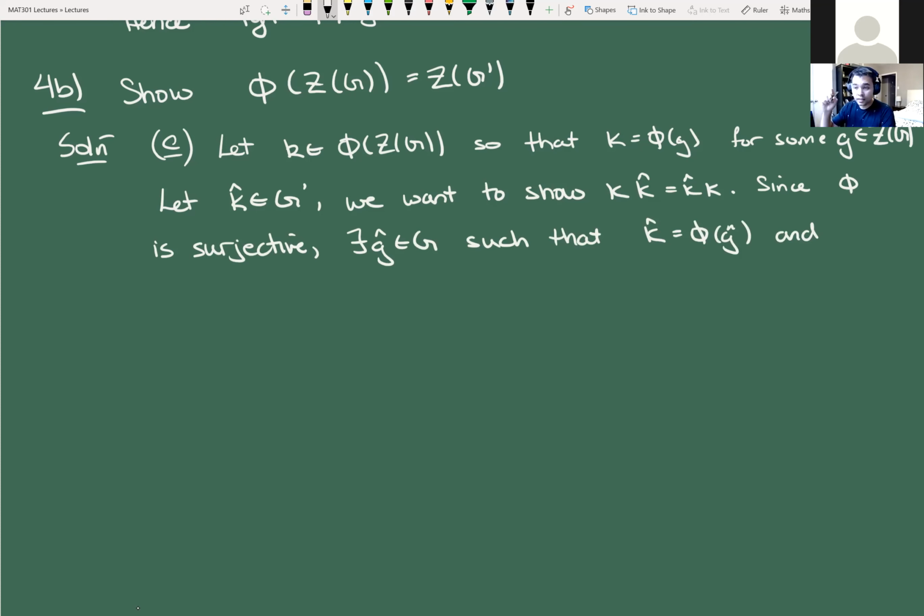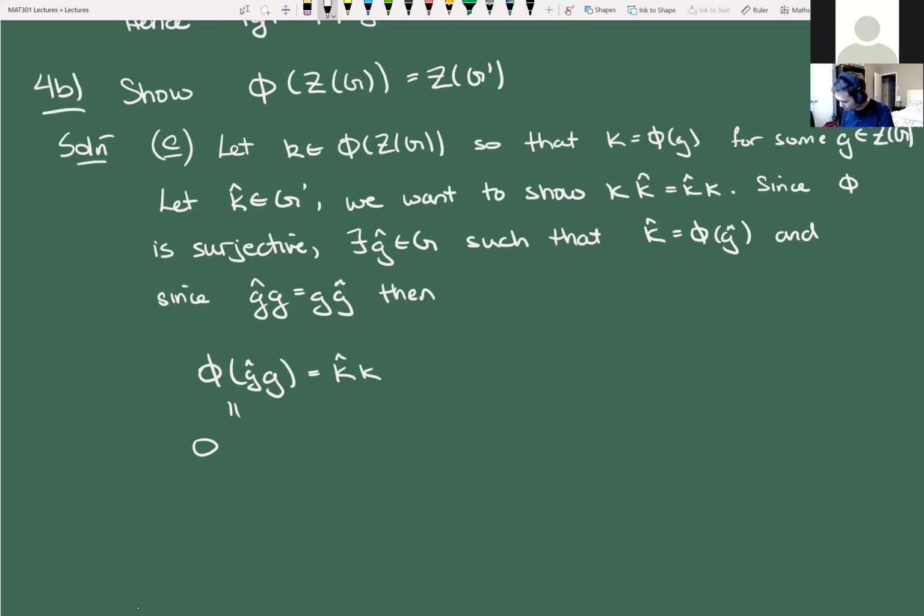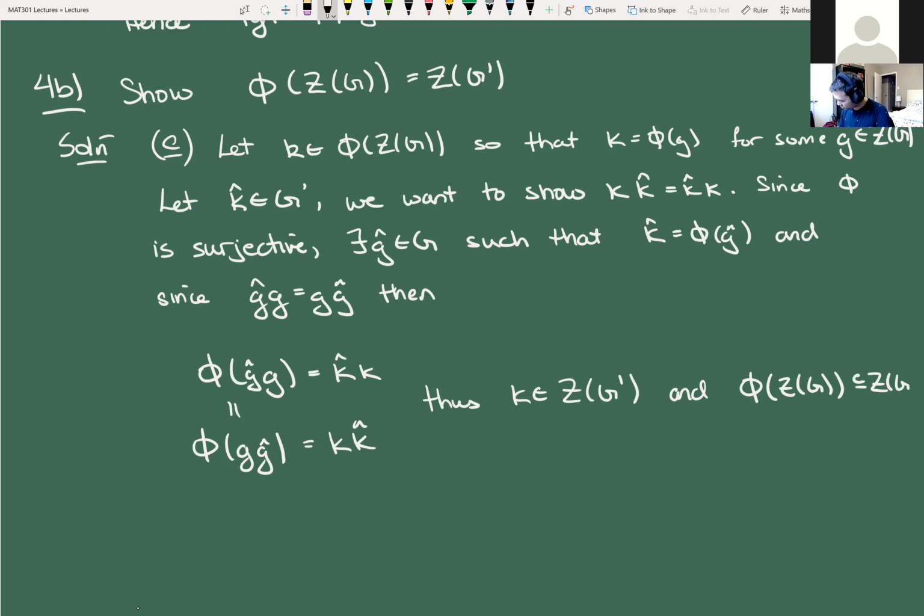And moreover, since little g, not g hat, little g is in the center, it commutes with g hat, right? And since g hat g equals g g hat, then we're going to get phi of g hat g. That's going to be k hat k because it's a homomorphism. This is going to be equal to phi of g g hat, since g and g hat commute with each other. And that's going to be k hat k. And that's exactly what we wanted, right? k and k hat commute. So thus, k is in the center of G prime. And that gives us that phi of Z(G) is contained in Z(G prime).